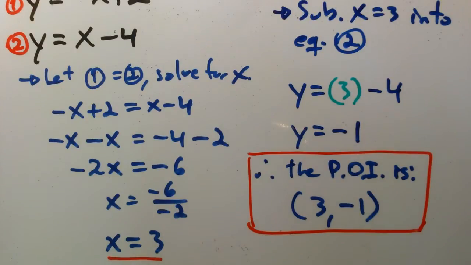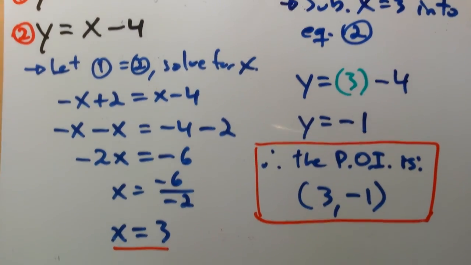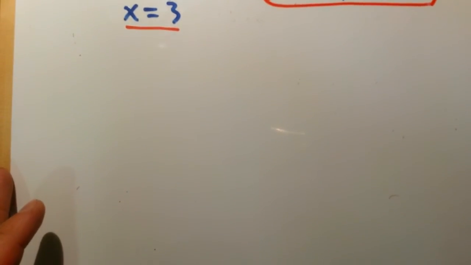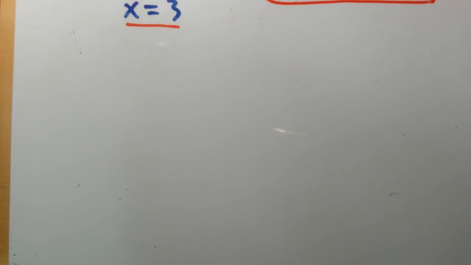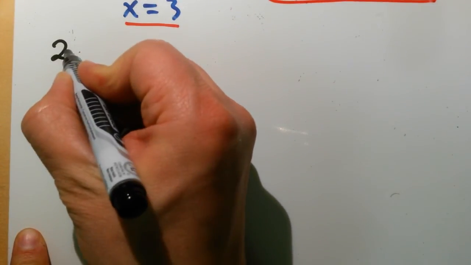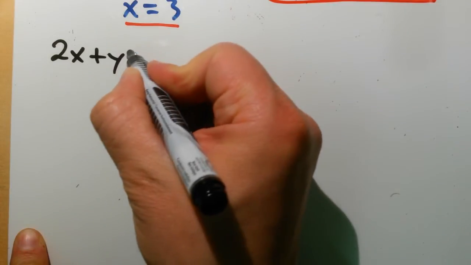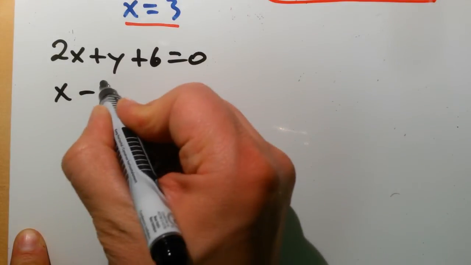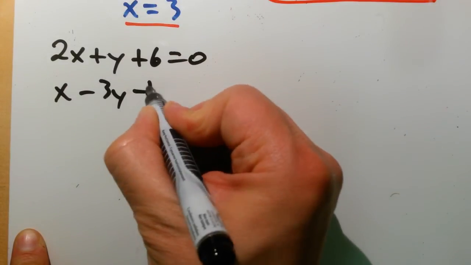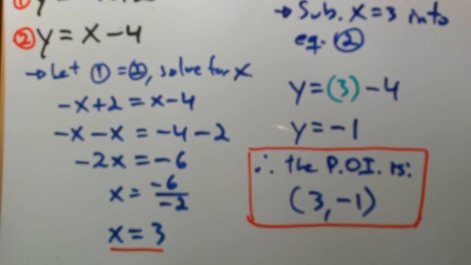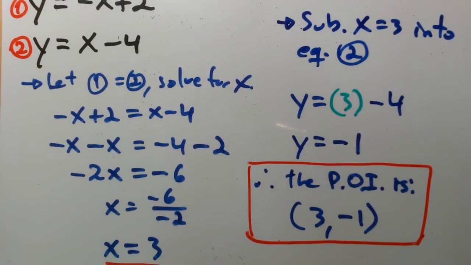Alright, let's look at one more example. You may pause this video if you want to try it yourself. What if they give us the equations but in standard form? What if they ask us to find the solution for 2x plus y plus 6 equals 0 and x minus 3y minus 4 equals 0? And sorry, by the way, just to go back to the previous example, I was getting ahead too quickly.